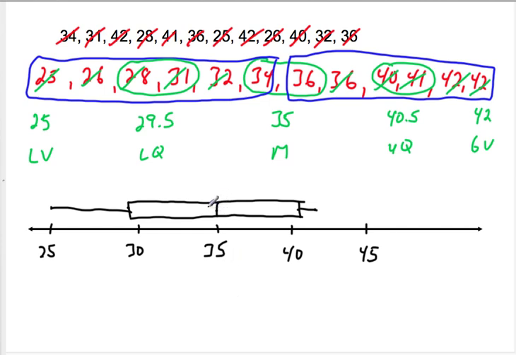From the median, half of the data is to the left, half is to the right. From the lower quartile, 25% of the data, or 1/4 of the data is there, 3/4 or 75% is up there, and so on. So that's box and whisker plots.